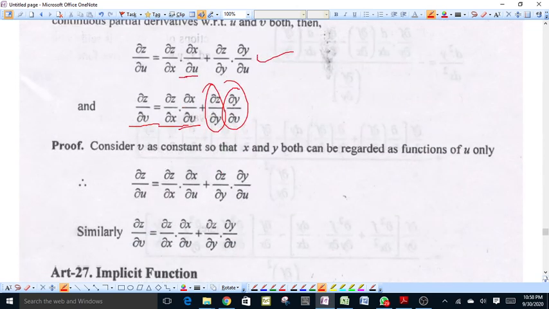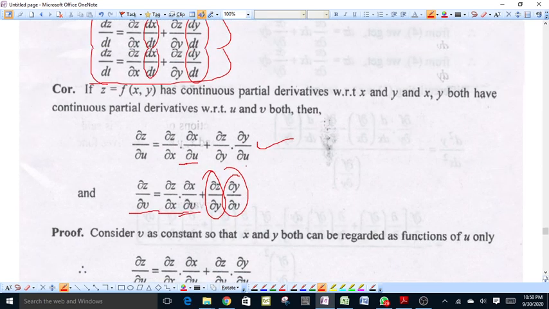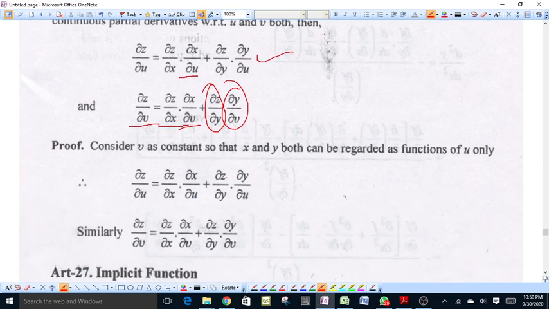Suppose v is a constant, so that x and y both can be regarded as functions of u only, and by using the above theorem, ∂z/∂u will be equal to this one, and similarly ∂z/∂v will be equal to ∂z/∂x · ∂x/∂v + ∂z/∂y · ∂y/∂v.